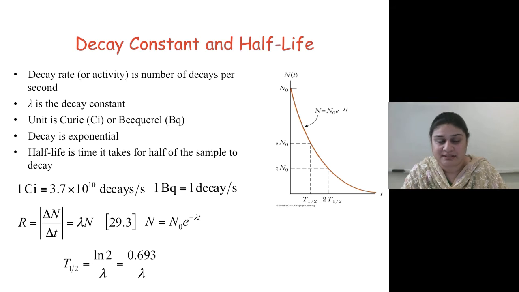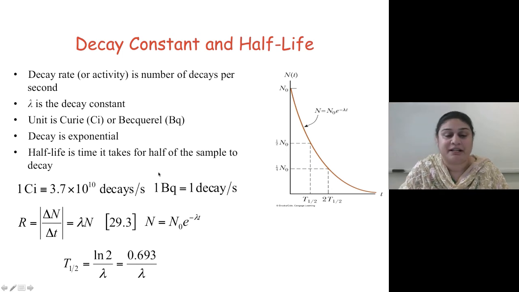So R, which is the decay rate, is delta N over delta T, which equals lambda N. Or N equals N naught e to the minus lambda T, where N naught is the initial number of particles. If you look at this decay curve, N naught is the number of initial particles. As time goes by, it decays to 1/2 and 1/4 and so on.